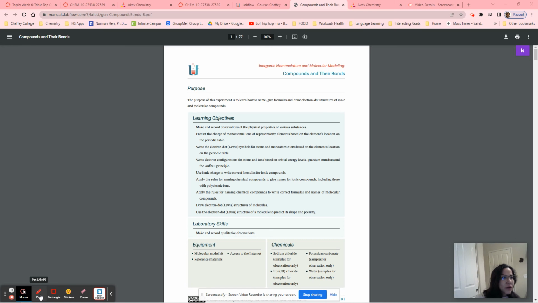All right, guys, so we're going to go over really quickly Labflow number 6, compounds and their bonds. This one is mainly about breaking apart your chemical formulas, creating chemical formulas, looking at molecular structures, naming, and drawing Lewis dot structures. Some of this we've already gone through in our PowerPoint. Some of it we didn't really cover much, and we're going to cover that right now.